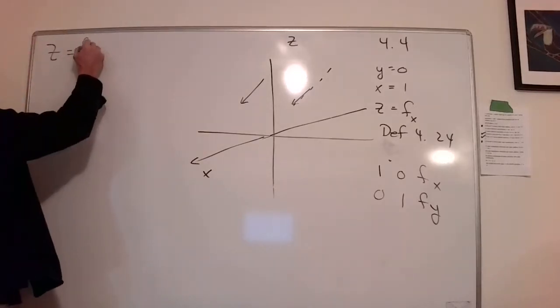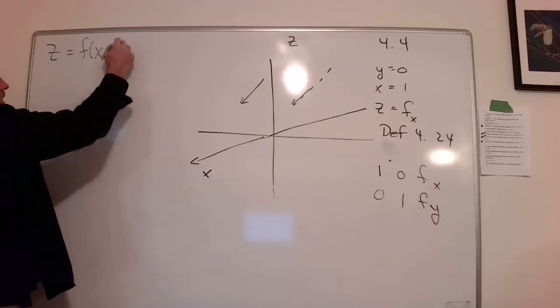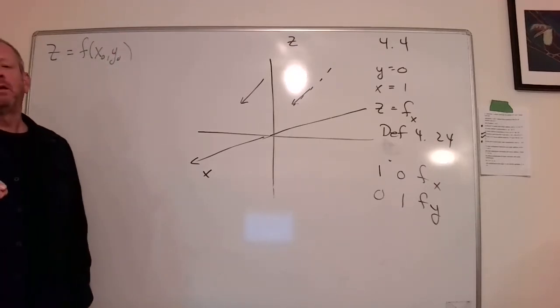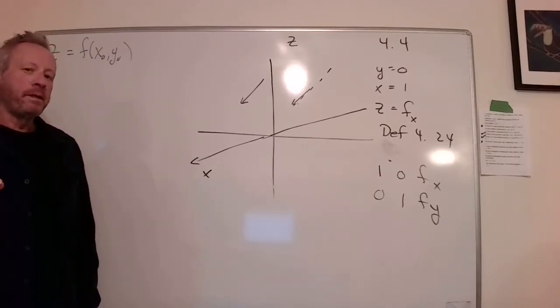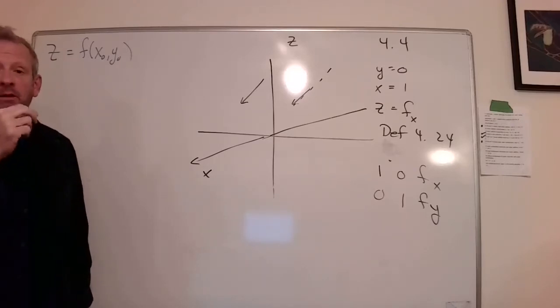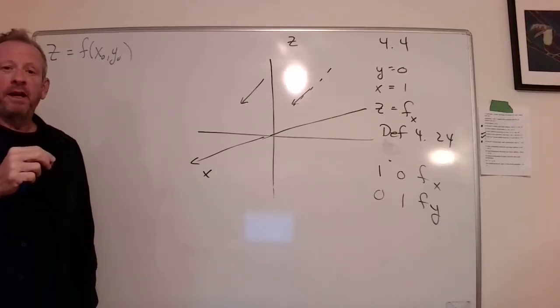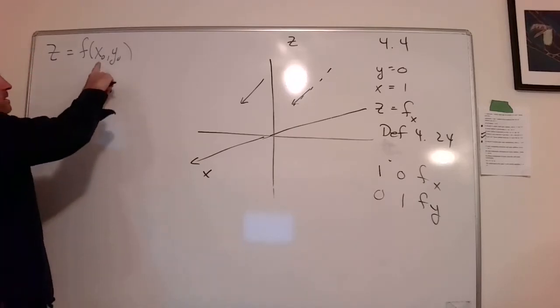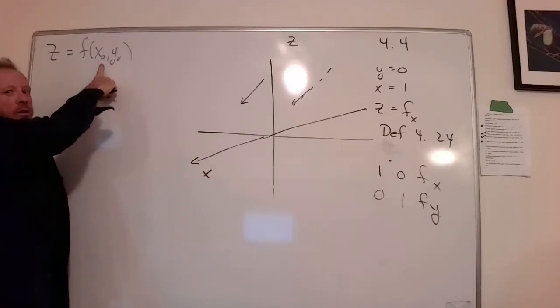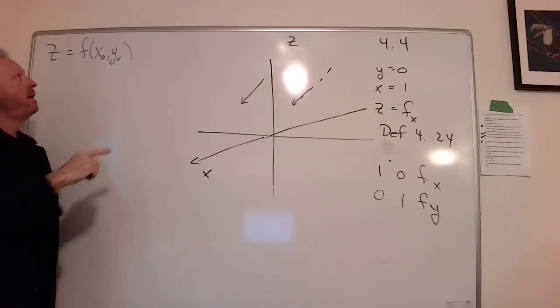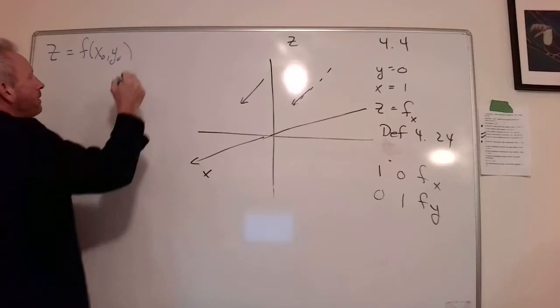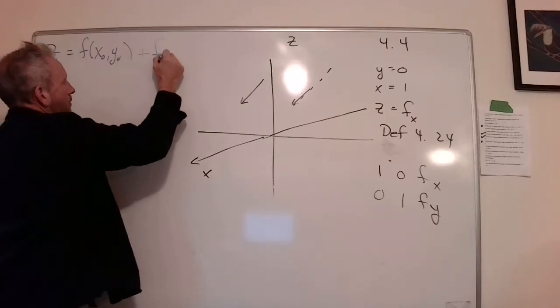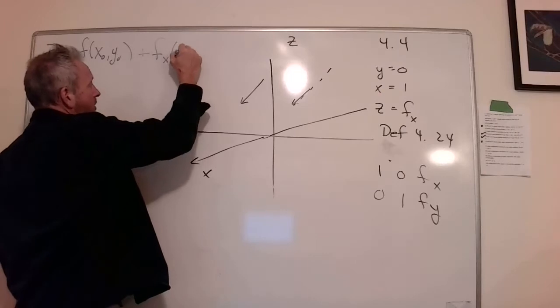So it says z is equal to f of x sub naught, y sub naught. Now, x sub naught, y sub naught is the given point on the surface. Someone has given you a particular point at which you will find the equation of a tangent plane. This is the z coordinate of the point on the surface, the z coordinate given by the point x sub naught, y sub naught. Then plus the partial derivative with respect to x at that point.